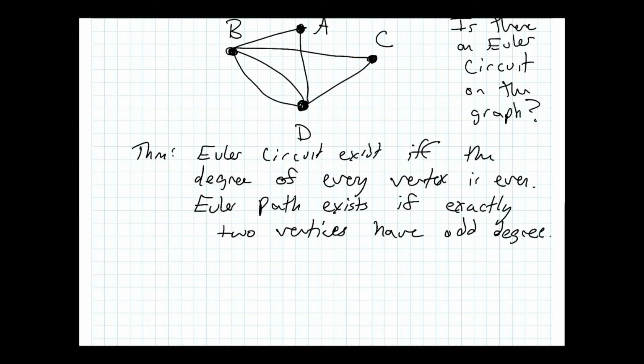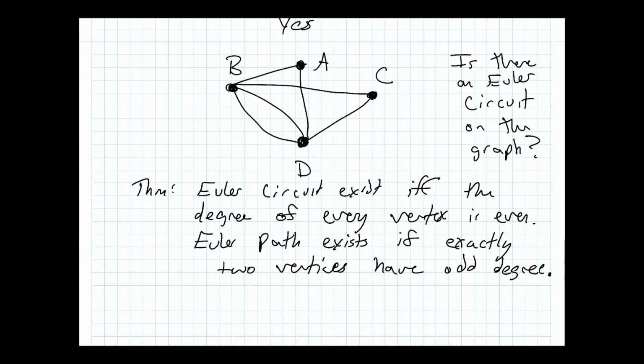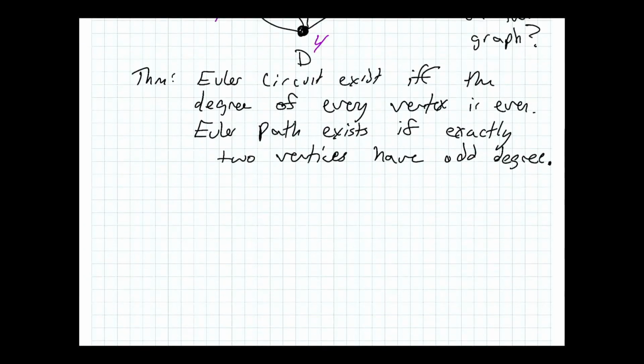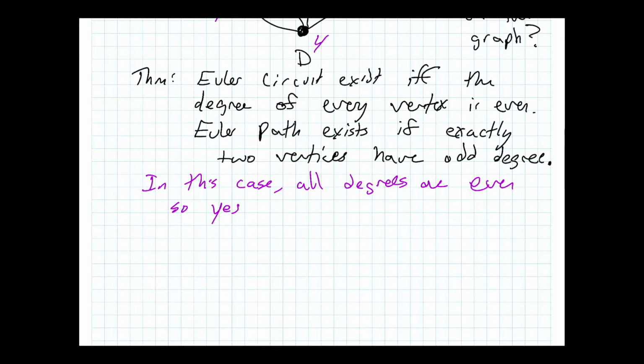So if two of them have odd degree, then one of them is your starting vertex and one of them is your ending vertex. And then you can go through all the other edges, but you can't make a whole cycle. So, okay, that's your theorem. So if you just write the degrees again next to all these vertices, 2, 2, 1, 2, 3, 4, 4, 1, 2, 3, 4, 4, right? So they're all even, right? So in this case, all degrees are even. So yes, there is an Euler circuit.